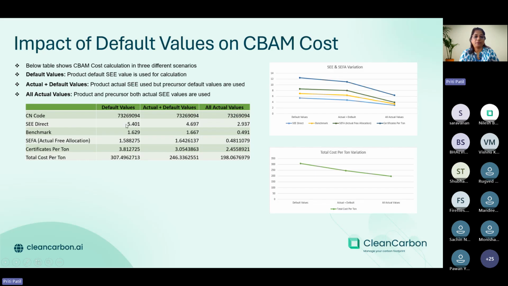So if you are using default values, this is the default, and this product is, let's assume, from India. So for India, for this particular CN code, the default SE direct value is 5.401. So that is applicable to you because you don't have the verified CBAM report. Then there is the actual and default combination, where you have the actual emissions values of your own product, but you are using the default values for the precursor.